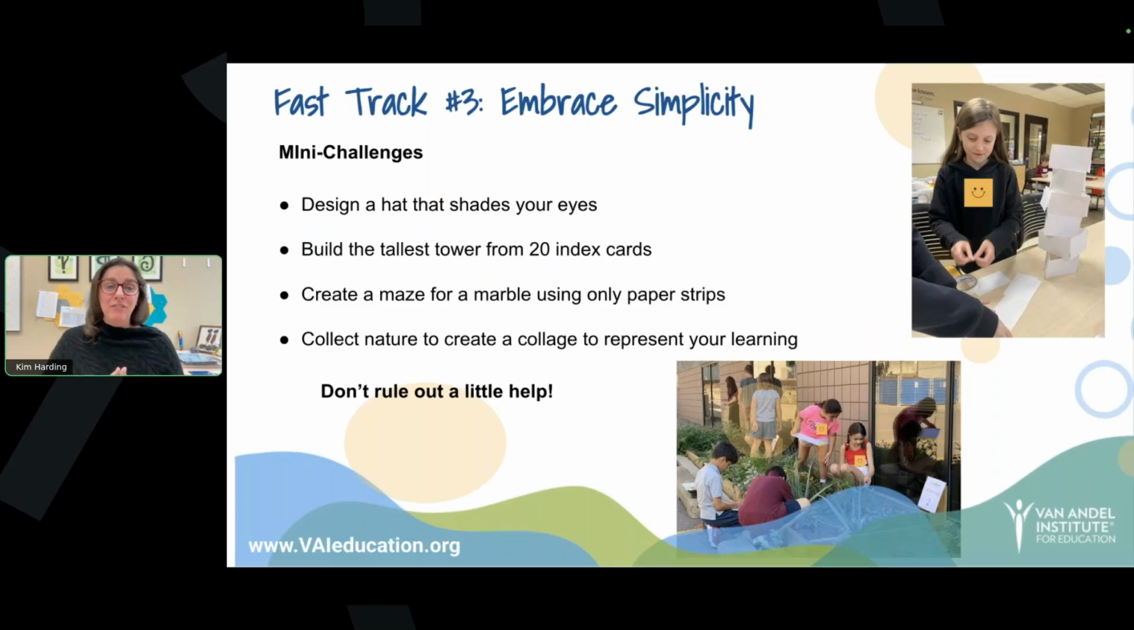Creating marble mazes using paper strips. So again, these simple supplies. And marble mazes are really fun. I've built just straight marble tracks out of one piece of paper, challenging the kiddos to use one piece of paper, cut it and fold it in whatever way they find best to make the longest paper track. And the creative thinking and hands-on opportunities there are really endless.